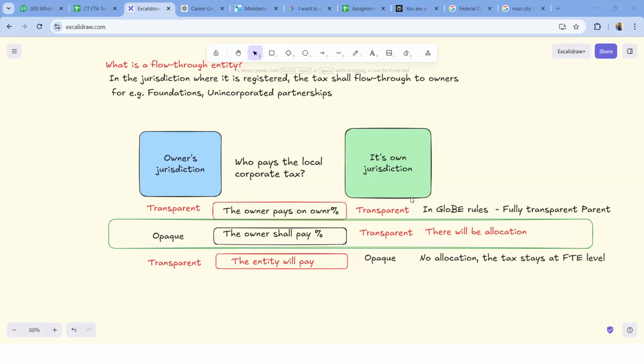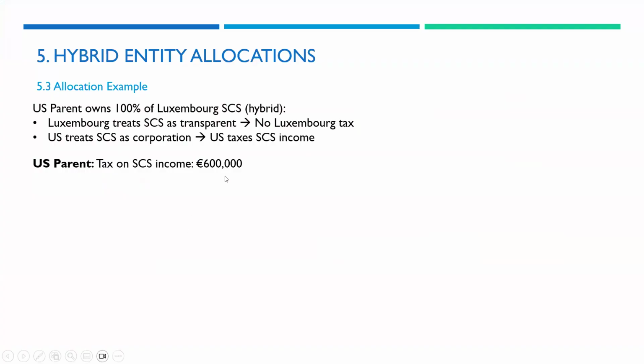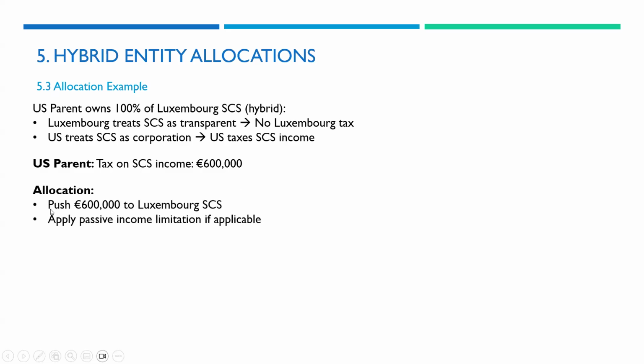It is two. In its jurisdiction, it is transparent, but in the owner's jurisdiction, it is opaque. So, will there be allocation or not? There will be allocation. Okay. So, the 600,000 that the US parent would pay would be allocated to Luxembourg. Correct? So, push 600,000 to Luxembourg SCS.